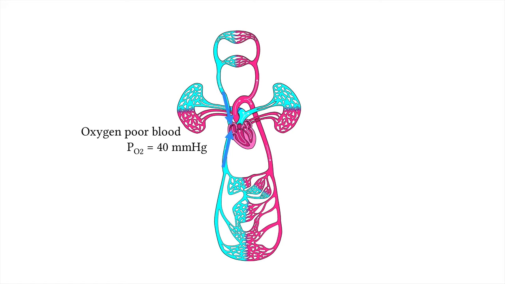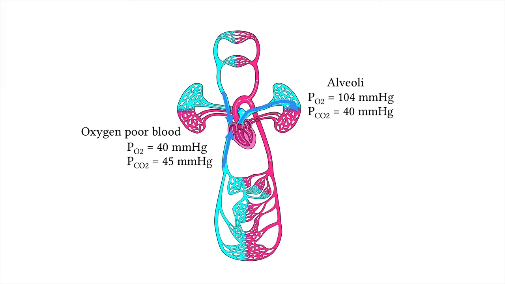But that blood had picked up carbon dioxide from the tissues, so we should expect the amount of carbon dioxide to be higher, and it is. The pressure of carbon dioxide is about 45 millimeters of mercury. When it gets to the lungs, it's exposed to the air in the alveoli. The partial pressure of oxygen inside the alveoli is higher than the partial pressure of oxygen in the blood, so oxygen wants to diffuse out of the alveoli and into the blood.